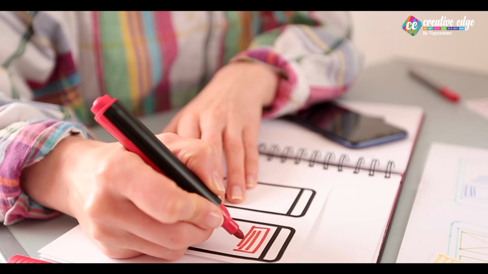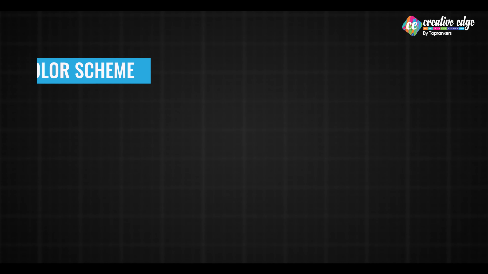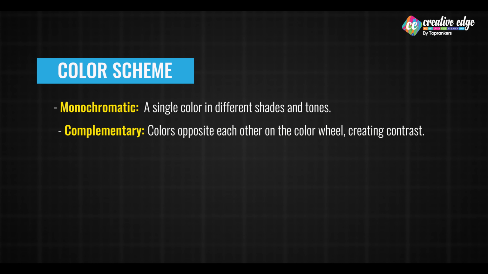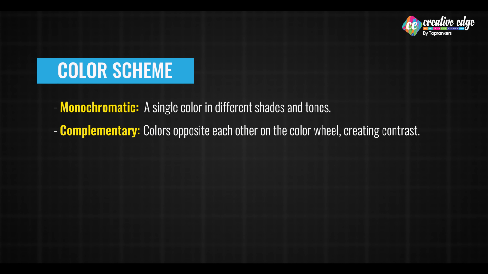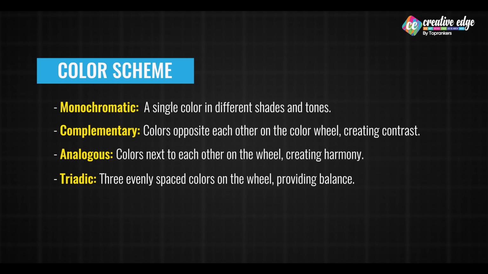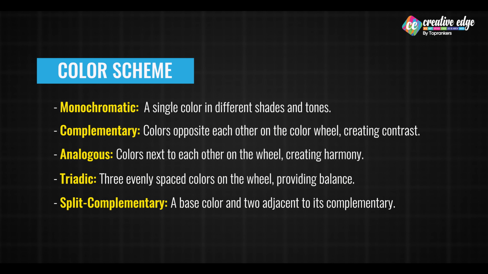Color schemes are combinations of colors that work well together. They are essential in art, design and various applications. Here are some common color schemes you might encounter. Monochromatic, a single color in different shades and tones. Complementary, colors opposite to each other on the color wheel, creating contrast. Analogous, colors next to each other on the color wheel, creating harmony. Triadic, three evenly spaced colors on the color wheel, providing balance. Split complementary, a base color and the two colors adjacent to its complement.